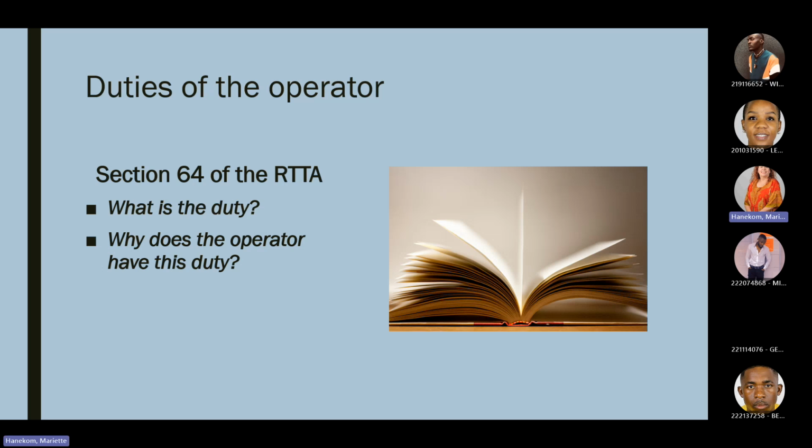Okay, and then the duties of the operator, those appear in section 64. You need to study the duties of the operator. I am not going to teach them to you, but I will ask them in your exam for you to discuss certain duties of the operator. When you discuss the duty of the operator, your discussion must at all times include two aspects, namely, what is the duty? And secondly, why in your mind do you think the law imposes this duty on the operator?